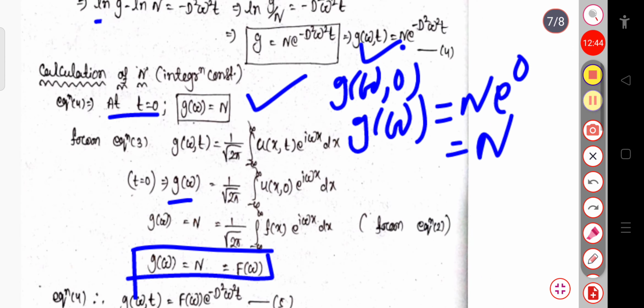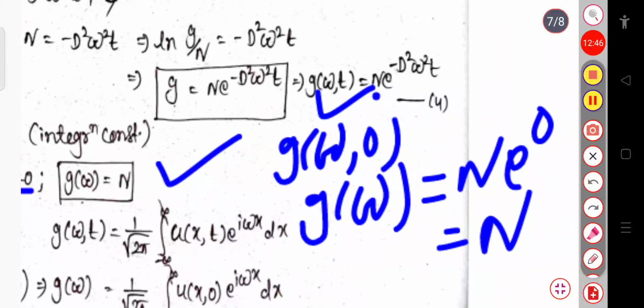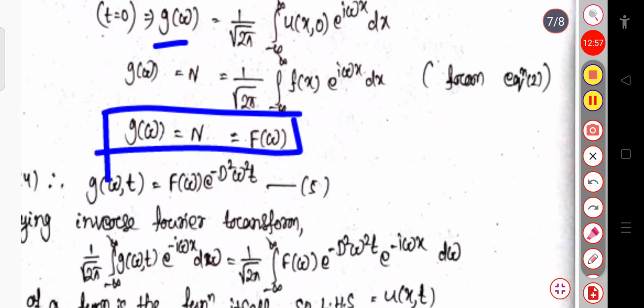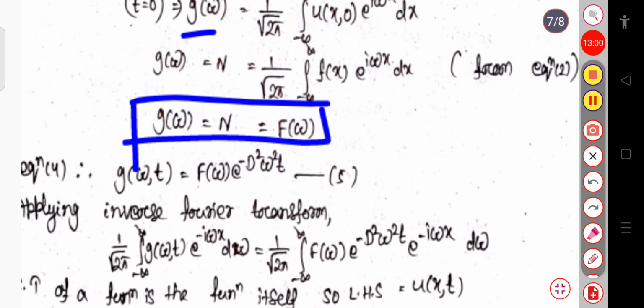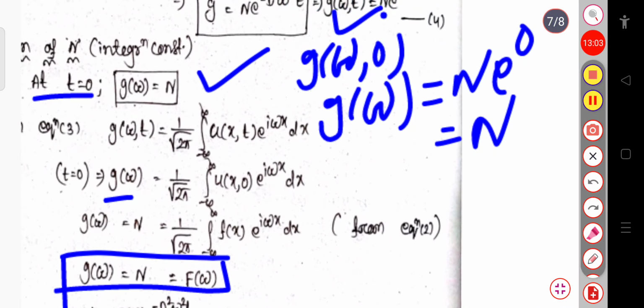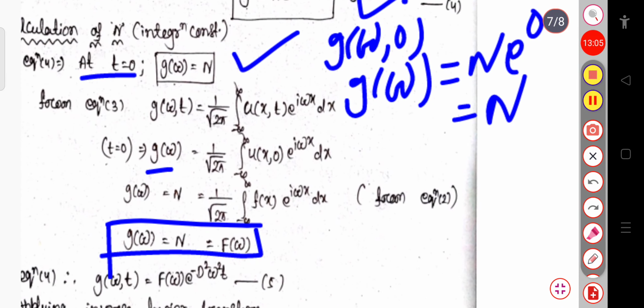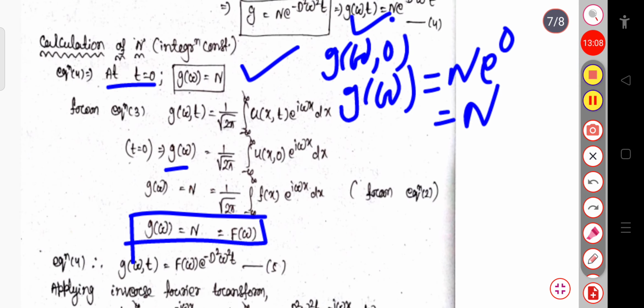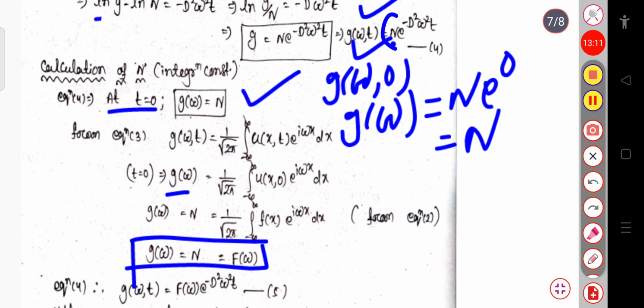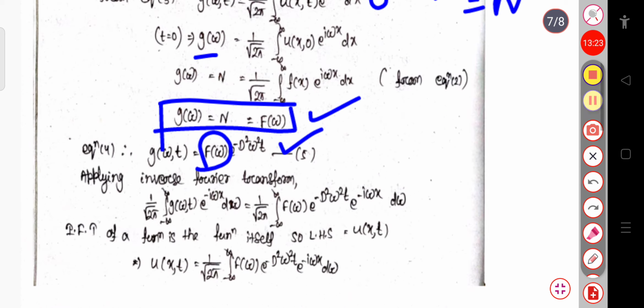Now in equation 4, you can see g of omega t equal to n exponential minus d square omega square t. So if I put this here, g of omega t will be equal to, in place of n, here I am writing n as f of omega. So in place of n we can write f of omega into exponential minus d square omega square t. I think up to this much it is clear.